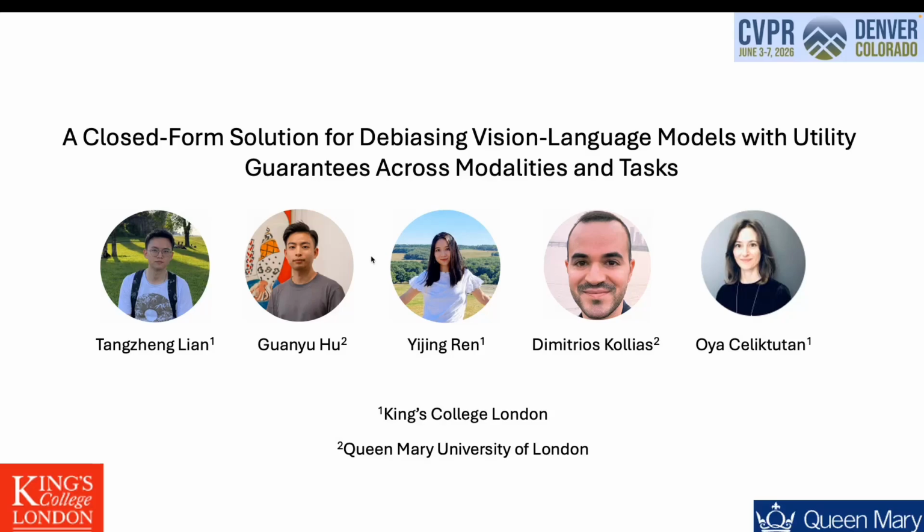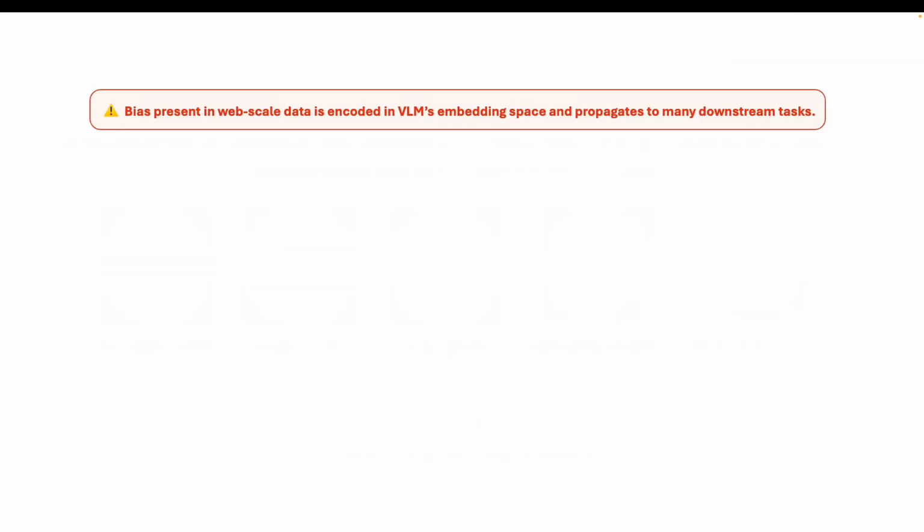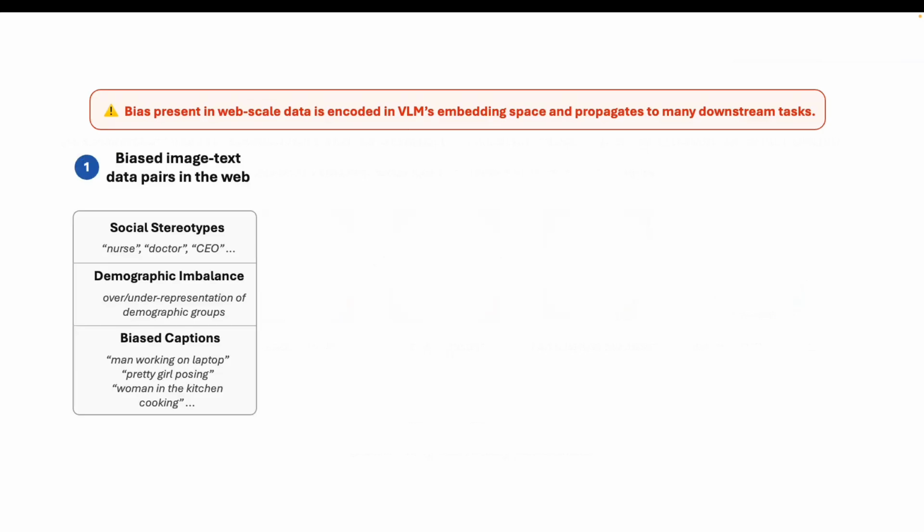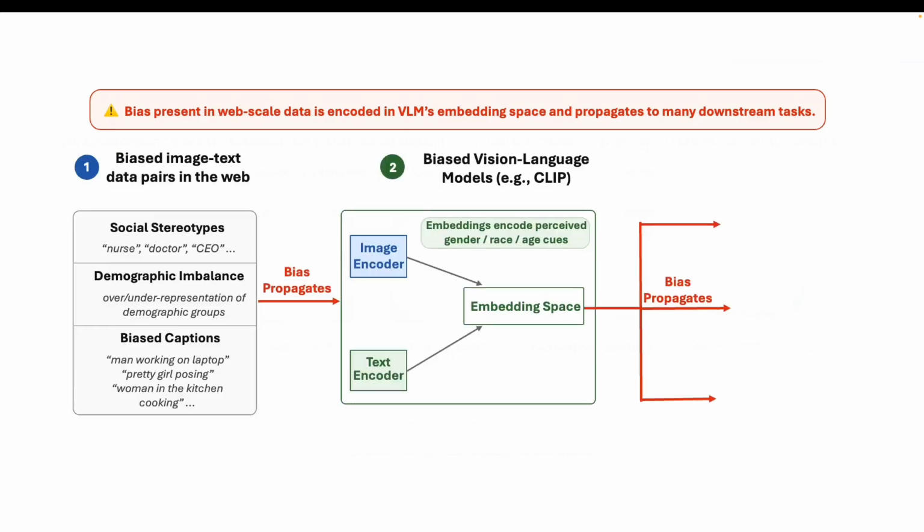I'm here to present our paper in CVPR 2026, a closed-form solution for debiasing visual language models with utility guarantees across modalities and tasks. As we all know, bias present in web-scale data is encoded in VLM embedding space and propagates into many downstream tasks.